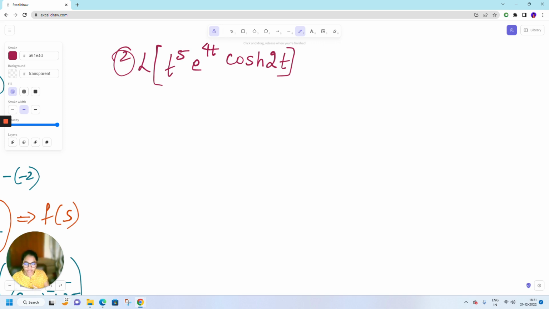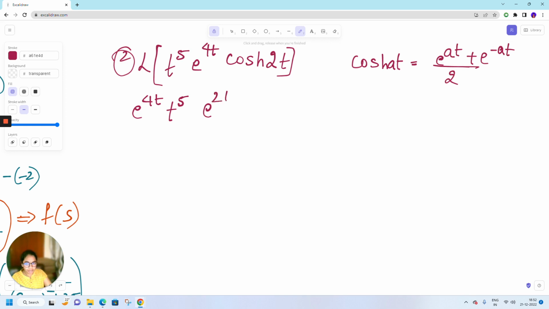So let me make a little bit of changes in the question. I'll keep t power 5, and I'll flip t power 5 into e power 4t. Yeah, it is commutative, you can do that. And in place of cos hyperbolic 2t, I'll substitute the formula. What was the cos hyperbolic at formula? That was e power at plus e power minus at divided by 2. So I'll get here e power 2t plus e power minus 2t divided by 2.